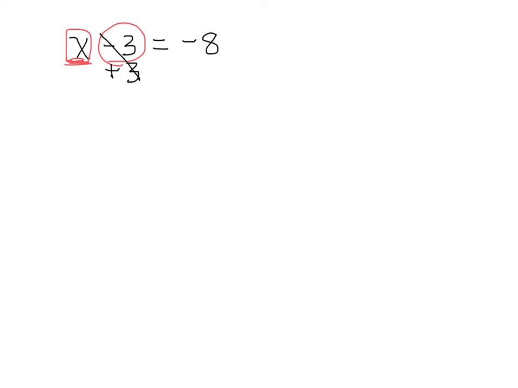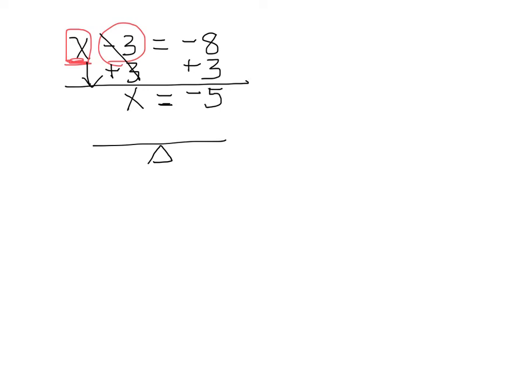Whatever I do to one side, I have to also do to the other side. I draw my big fraction bar. I bring my equal sign straight down, because remember, like the seesaw, that's the thing that's the middle. The equal sign has to balance it. I'm left with x alone on this side of the equation and negative 5 on this side of the equation, because negative 8 plus 3 is negative 5.